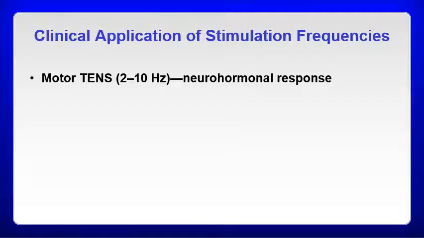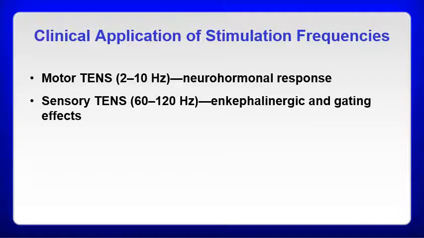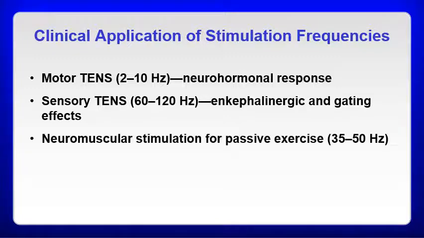So for a motor TENS, you're going to pick between 2 and 10 hertz, so a very low frequency. TENS can cover both high and low frequencies. You will get what's called a neurohormonal response. We'll talk about what that is later on. Sensory TENS, where you're picking between 60 and 120, is primarily for sensory effects. You get that enkephalinergic and gating effect, so your level 1 pain control would be done with the 60 to 120.